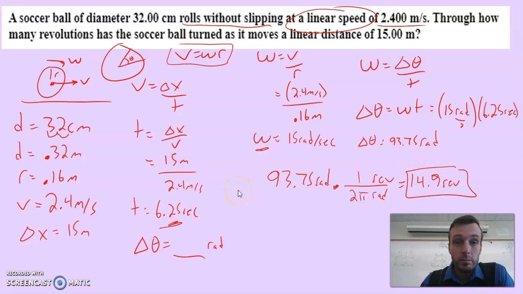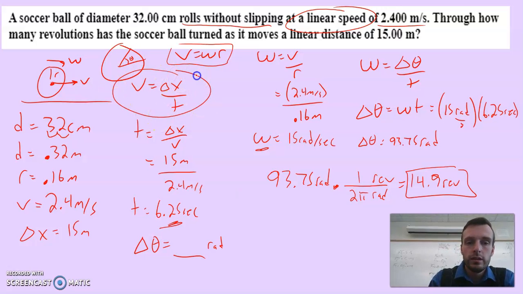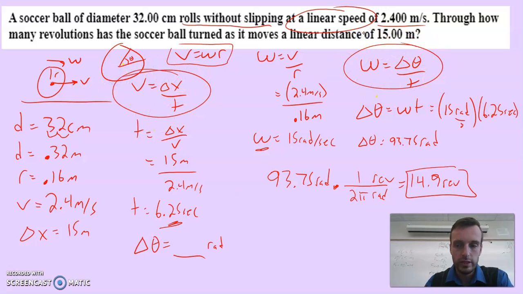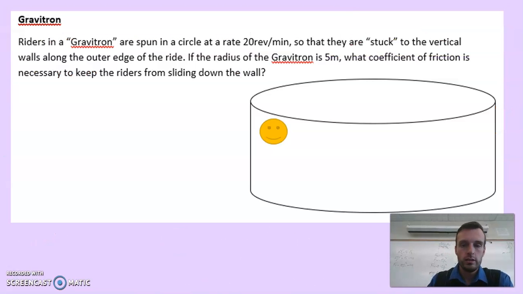So that's another example where we see the importance of v equals omega r, and now we start to see the similarity between a linear equation and a rotational equation. Let's look at another one.